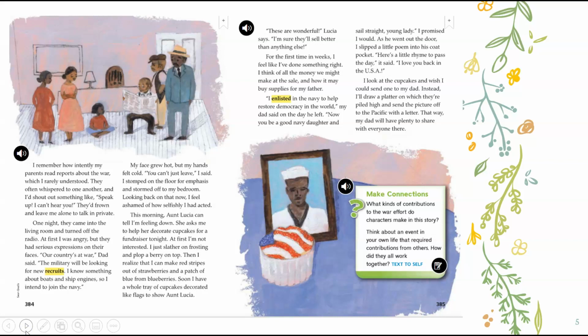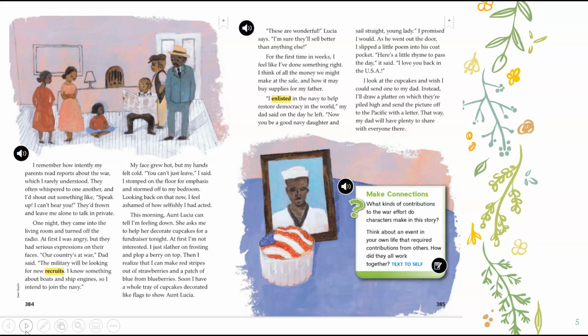I remember how intently my parents read reports about the war, which I rarely understood. They often whispered to one another, and I'd shout out something like, "Speak up, I can't hear you." They frown and leave me alone to talk in private. One night, they came into the living room and turned off the radio. At first I was angry, but they had serious expressions on their faces.